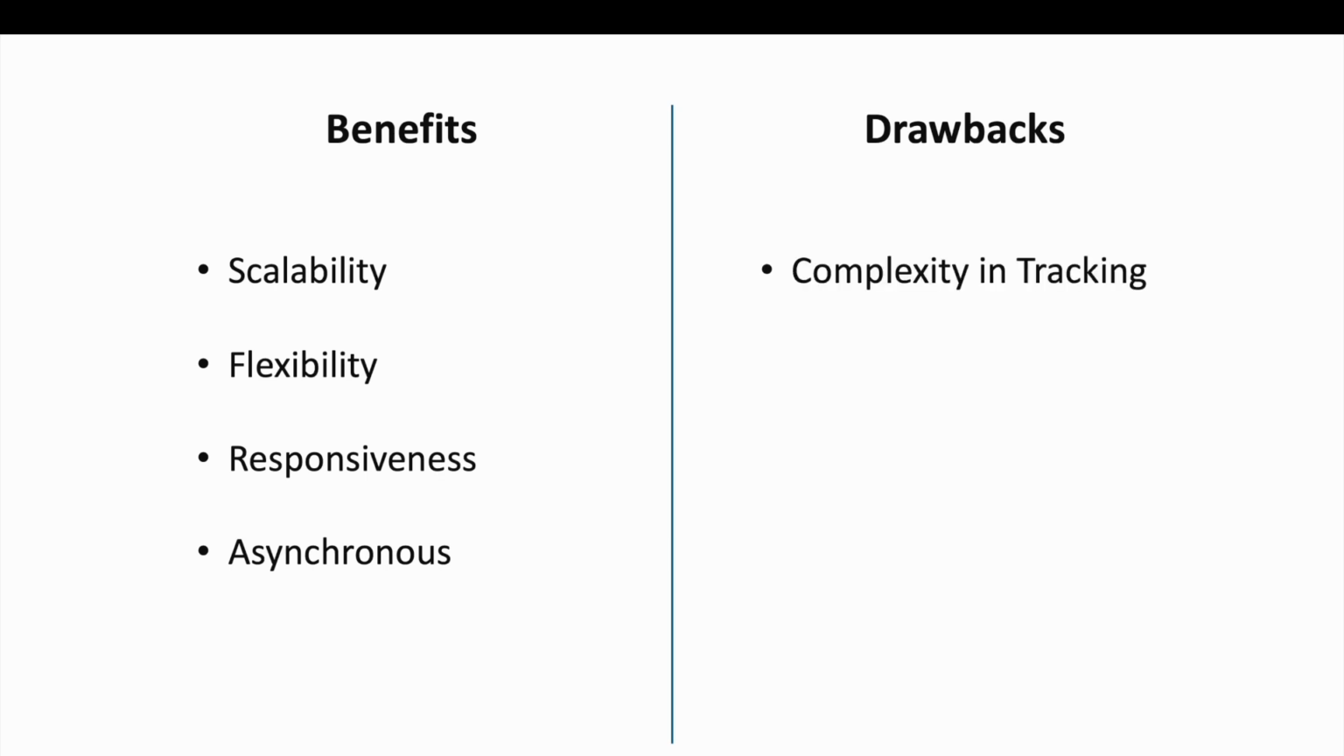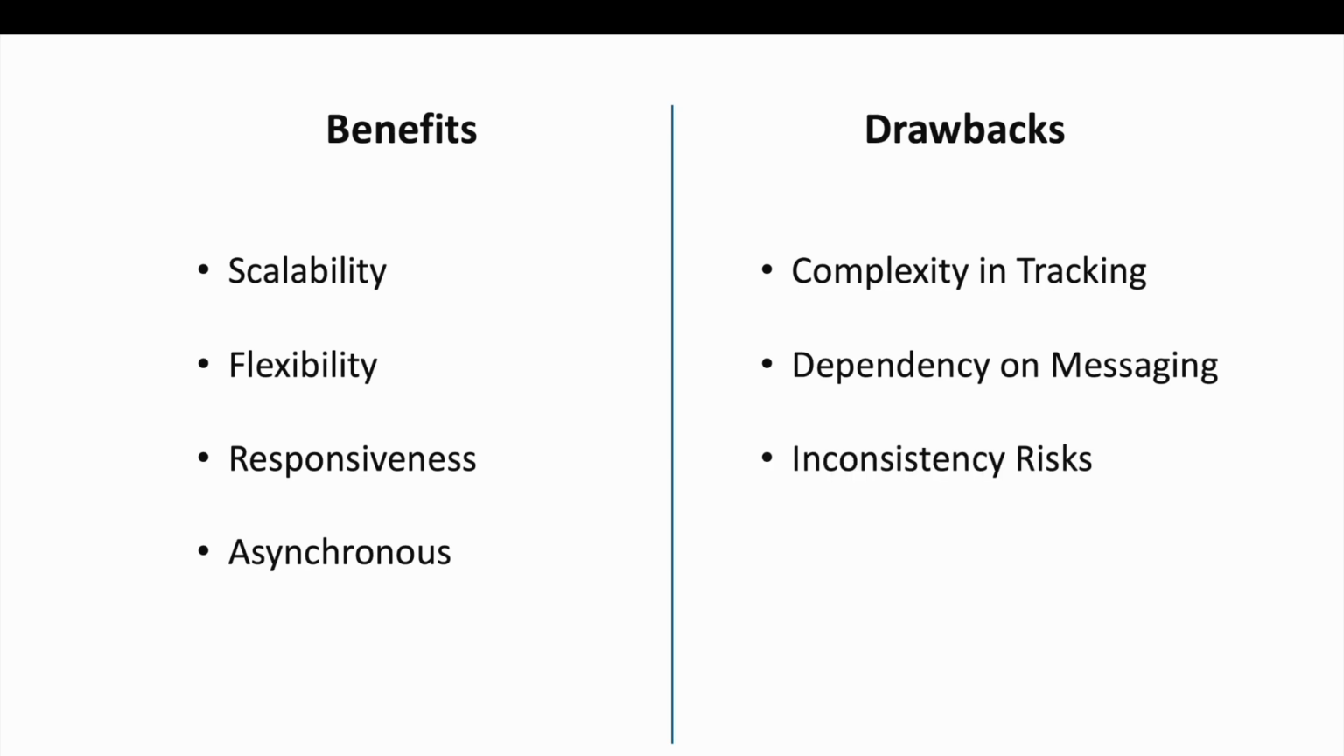Now, drawbacks. First one is complexity in tracking. Debugging can be difficult because the flow of processes is not linear. Dependency on messaging. The architecture heavily relies on the integrity and reliability of the event messaging system. Inconsistency risks. Ensuring data consistency across services can be challenging, especially in large distributed systems.